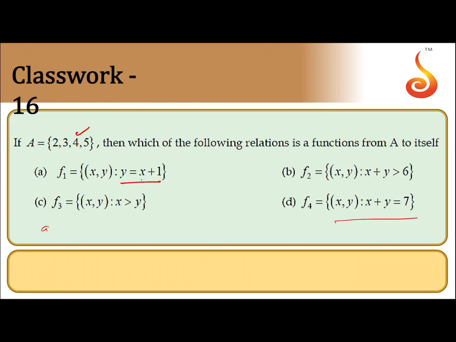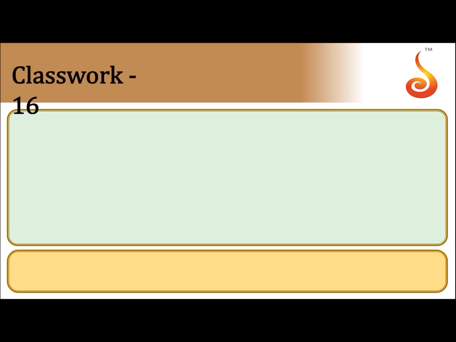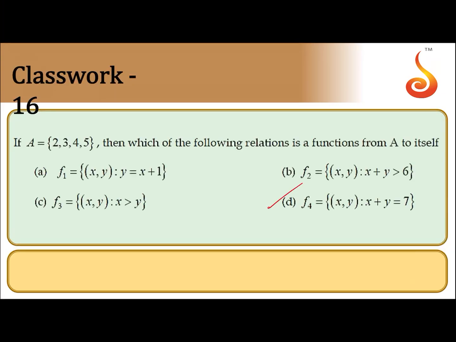So therefore, now which of the following relations is A to itself? It is a mapping, and it is to itself. We'll be getting it. So coming to the next one. So the answer is D.